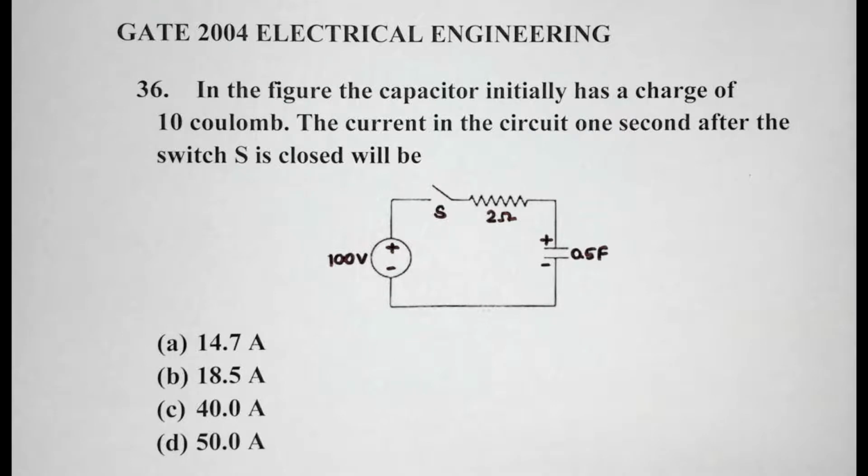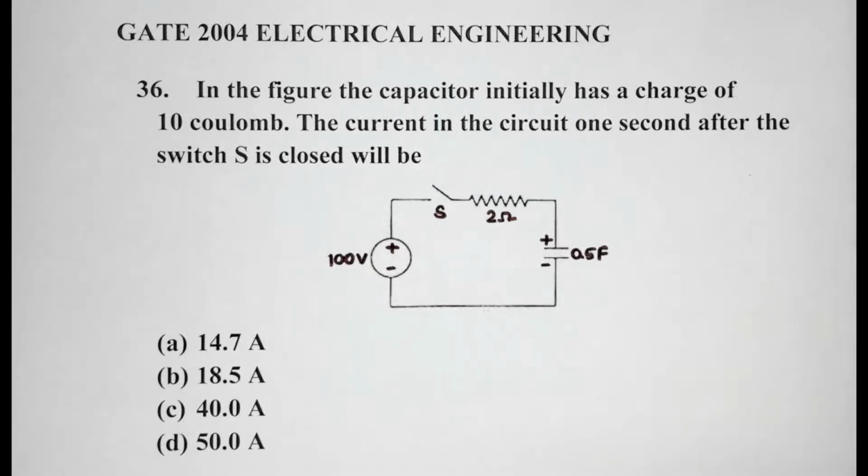Here's the next question, number 36. In the figure, the capacitor initially has a charge of 10 coulomb. The current in the circuit 1 second after the switch S is closed will be. We have our four options: 14.7, 18.5, 40 and 50 amps.